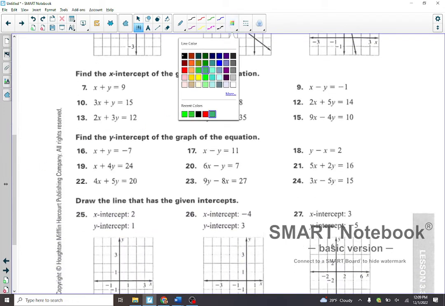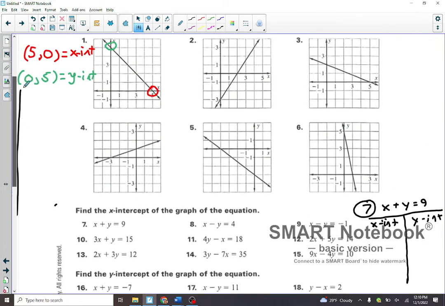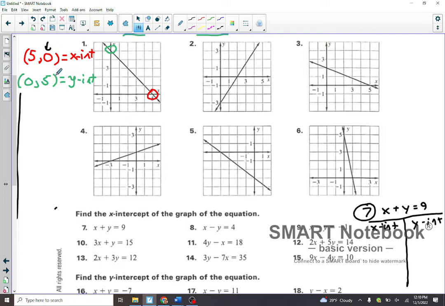Number 7 is asking me, from an equation, tell me what the x-intercept and y-intercept are. So from an equation, let's do number 7 here, and I'll do another one after. Let's do x plus y equals 9. I'm technically doing 2 things, so I'm going to split this up. I'm going to find the x-intercept, and I'm going to find the y-intercept. If you notice earlier, at the x-intercept, y was 0. And at the y-intercept, x is 0.